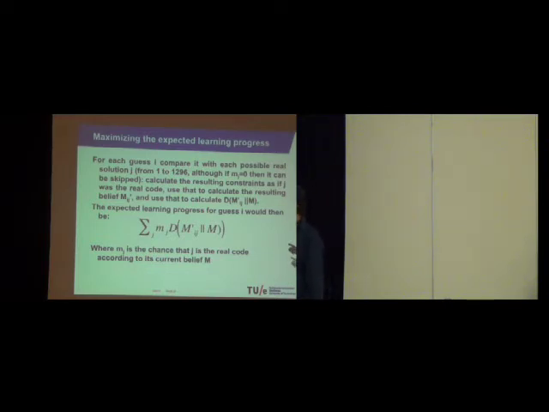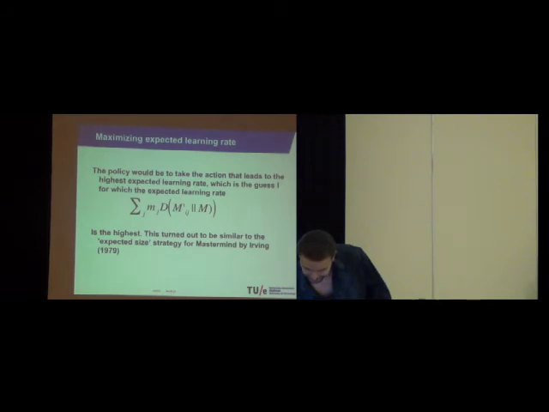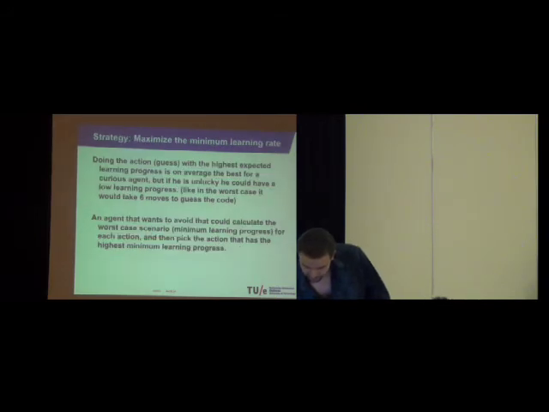And that would be like the M. J is the internal belief about the probability that that option is the real code. And that's the expected surprise if that would be the case. Maybe I can skip this because of time.